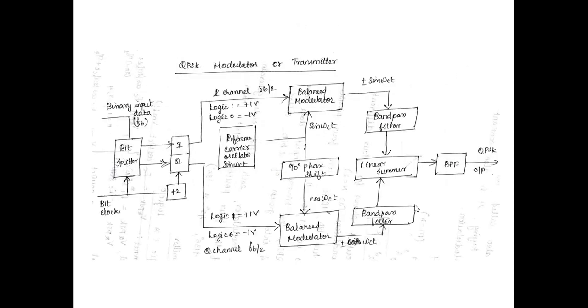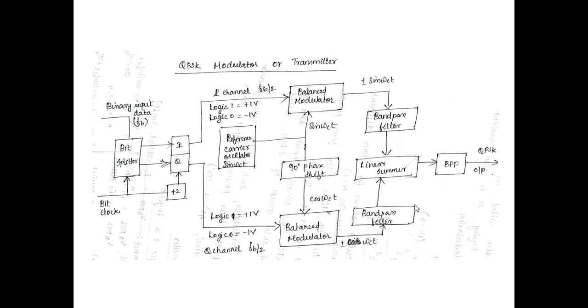Now the QPSK modulator transmitter. Here the input data comes in binary form at rate Fb. The lower input is the bit clock, which is used for setting the duration. Then the bit splitter produces two paths, in-phase and quadrature phase, and the bit clock is provided also. The upper side is our in-phase channel and the lower side is our quadrature phase channel.